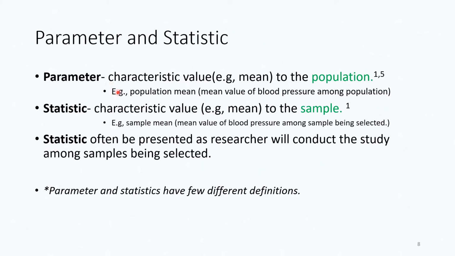Parameter means the characteristic value of the population, for example, population mean, population median. Statistic means the characteristic value of the sample, for example, sample mean, like the mean value of the blood pressure among the samples being selected. Statistics are often presented. Why? Because usually researchers conduct a study among the samples being selected.